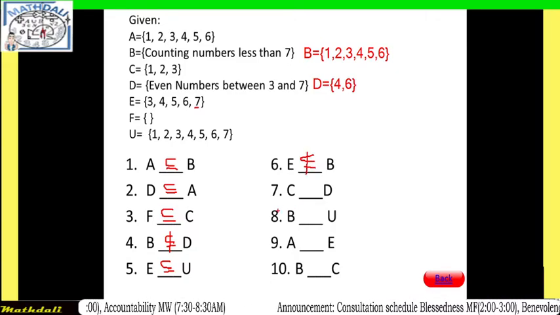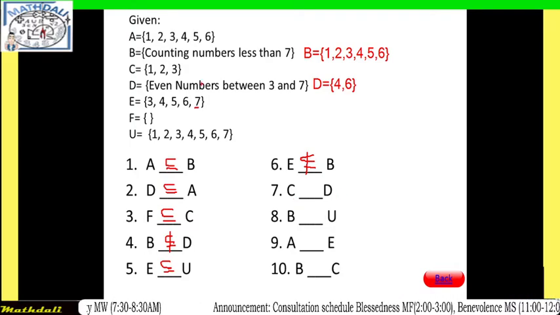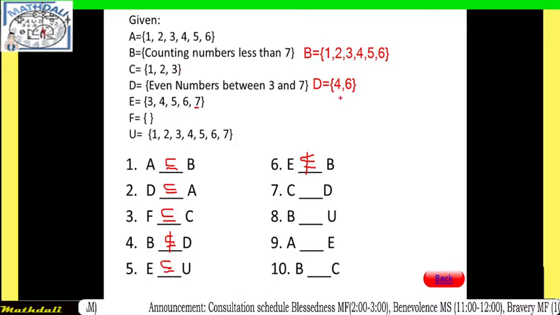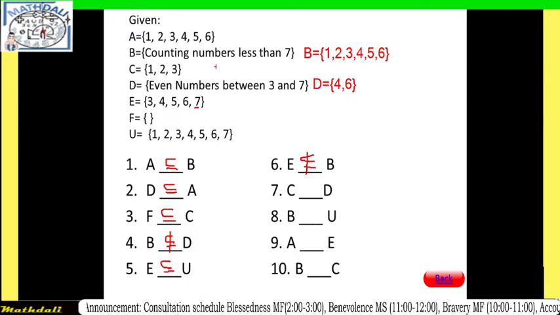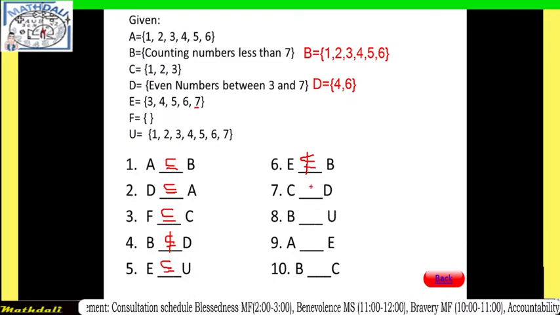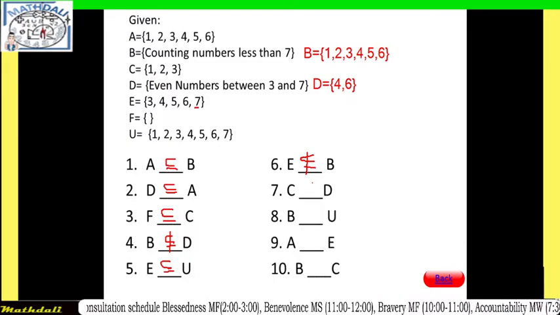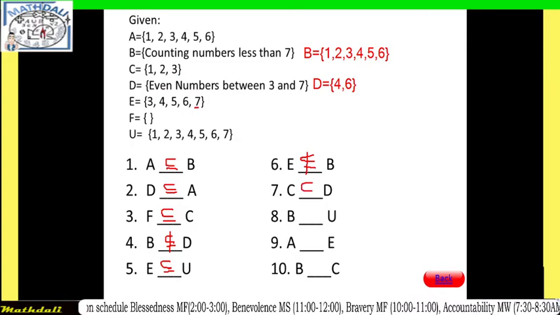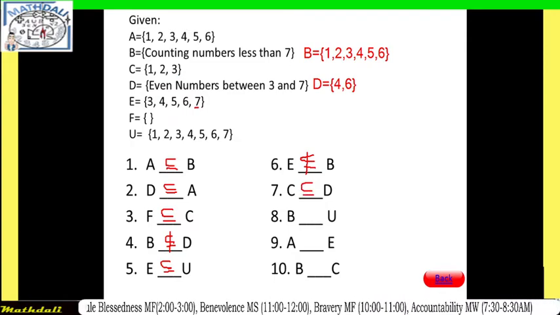Okay, next, number 7. Set C and set D. Ang set C natin, 1, 2, and 3. Samantalang ang set D natin, we have 4 and 6. Lahat ba ng element na to ay makikita rin sa set D? Definitely wala. So that is not a subset. Ang tawag dyan ay disjoint set.